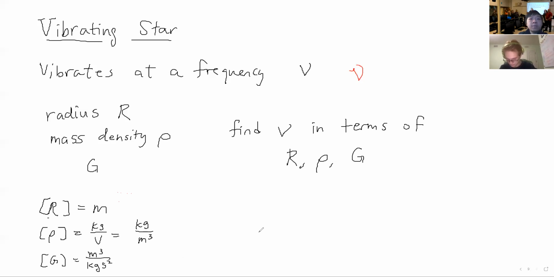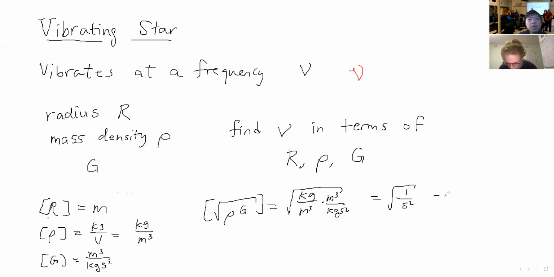Okay, so if you play around with it a little bit, you have square root of rho G is equal to the square root of kilogram over meter cubed times meter cubed over kilogram second squared. This is the square root of 1 over second squared, and this is just 1 over seconds, which is equal to the unit of frequency. All right, nice. So at the end of the day, I'm going to just say the purpose of unit analysis.